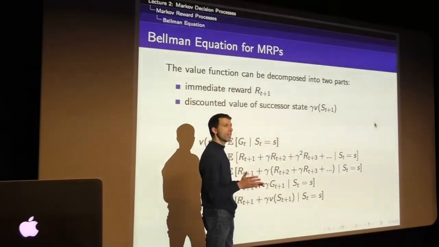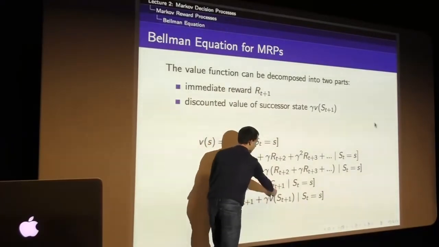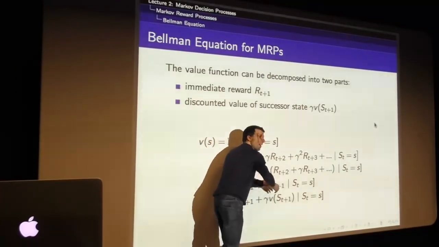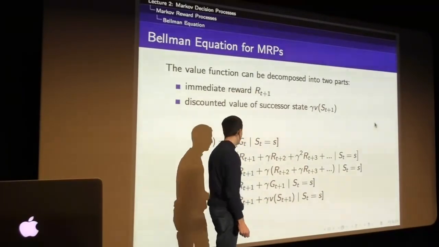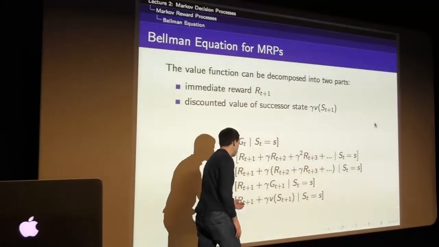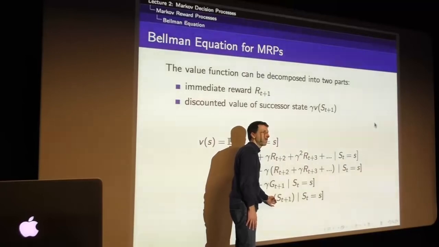And then, by the law of iterated expectations, we can say the expectation of this return is the same as the expectation of this return. That's called the law of iterated expectations, which gives us this final line here, which tells us that the value function in state S is equal to the expected immediate reward plus the value function of the next state.